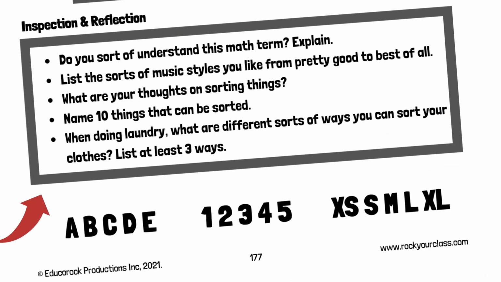Do you sort of understand this math term? Explain. List the sorts of music styles you like from pretty good to best of all. What are your thoughts on sorting things? Name 10 things that can be sorted. When you do laundry, what are the different sorts of ways you can sort your clothes? List at least 3 ways.